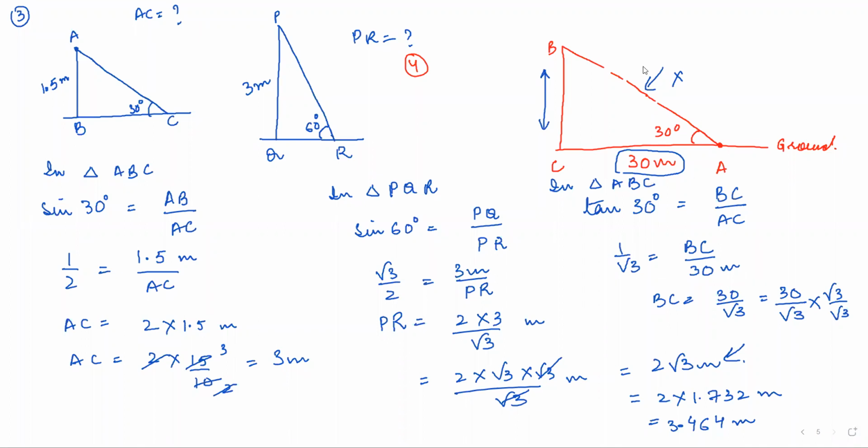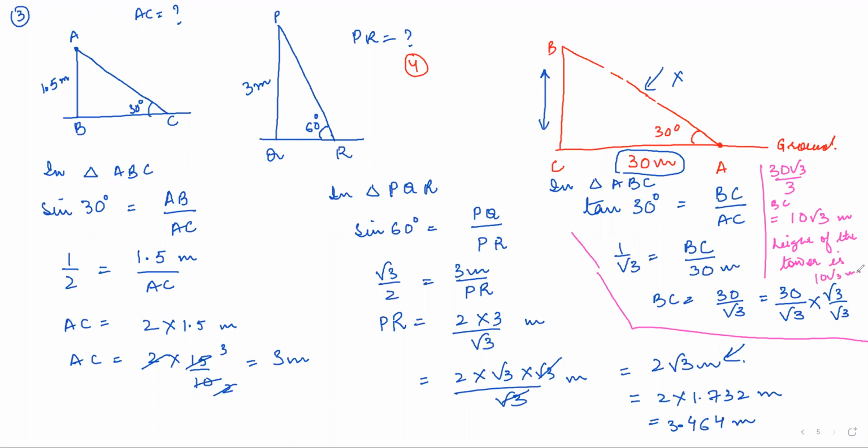So you have to rationalize it. This will become 30 root 3 divided by 3. Clear? And then 30 divided by 3 is 10. So 10 root 3 meter is the answer. Or you can write then, height of the tower is 10 root 3 meter. So always conclude with a line.